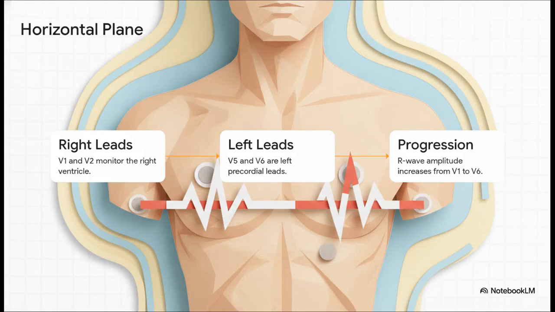Okay, switching gears to the horizontal plane across the patient's chest, we step through leads V1 to V6. V1 and V2 are our right precordial leads, right up close monitoring the right ventricle. Move around the side, and V5 and V6 are the left precordial leads. And this is kind of the coolest part. In a healthy heart, as you pan your camera from V1 over to V6, you get a normal R-wave progression. The R-wave amplitude smoothly increases, and the S-wave amplitude drops off. It is this beautifully predictable geometric pattern of electrical flow right across the chest.